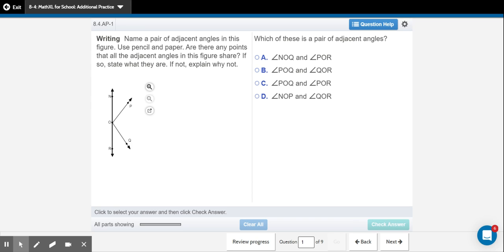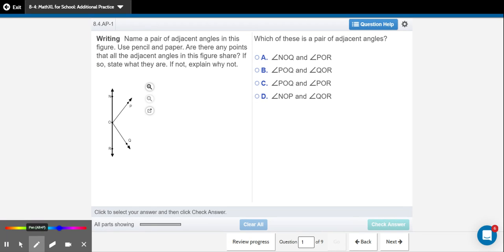We are in section 8.4, solve problems using angle relationships. We are going to name a pair of adjacent angles in this figure. So which of these is a pair of adjacent angles? Adjacent angles are two angles that are right next to each other that do not overlap.